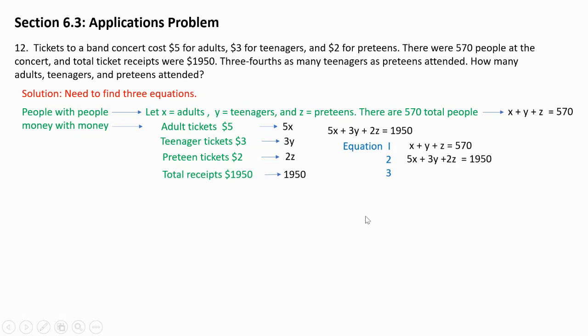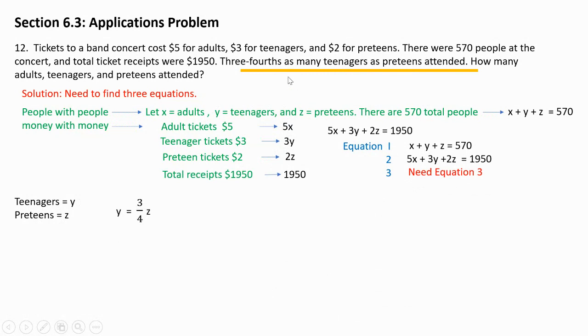We're missing the third one. Most of the time, on these types of problems, the third equation is the hardest one to get. So we need to find equation 3. And that's my info for equation 3. 3/4 as many teenagers as preteens attended. That means that teenagers equals y and preteens is z. So here only the y and the z variables are being expressed.